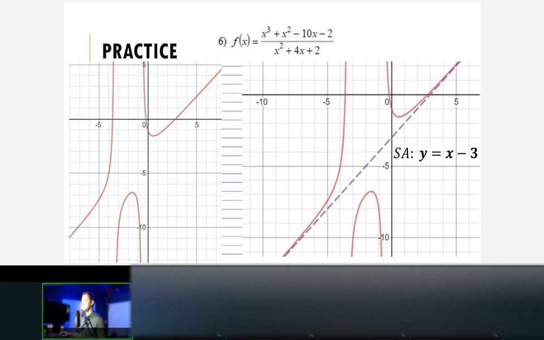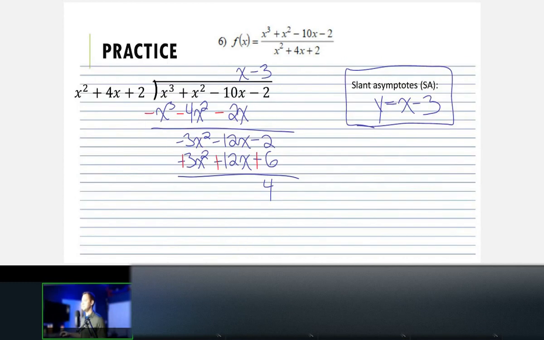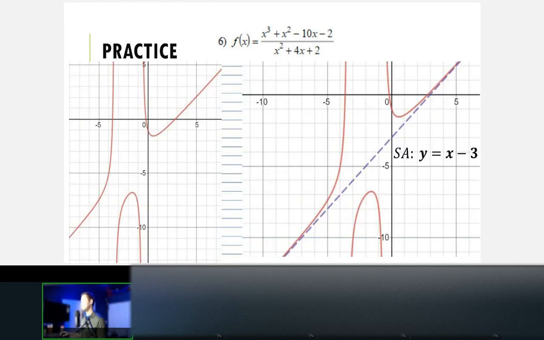All right, on this problem here, I went ahead and graphed it in Desmos, if you didn't. This is the one we just did. This is what it looks like when you graph it. It has these three different segments, right? And then we said our SA was y equals x minus 3. So when you graph it, we can see that this glides along, but it doesn't touch the graph, and our graph doesn't cross through it.